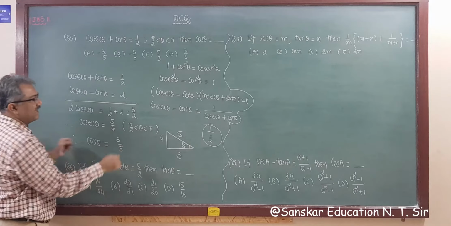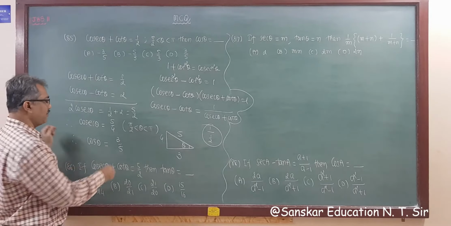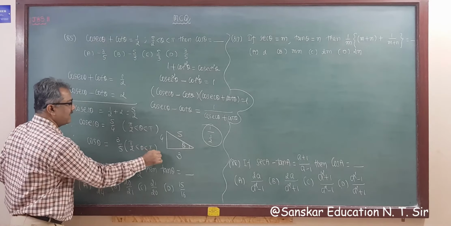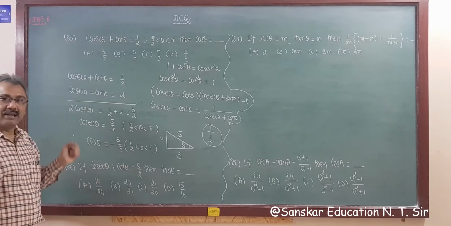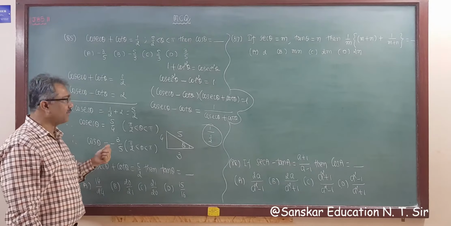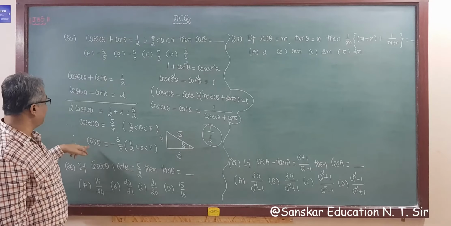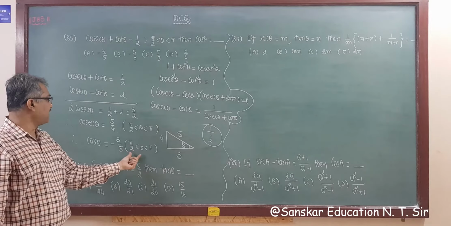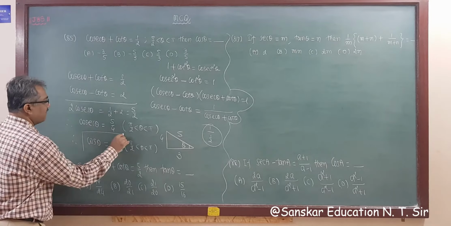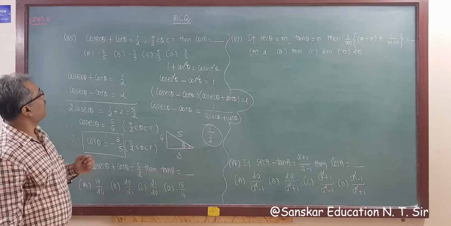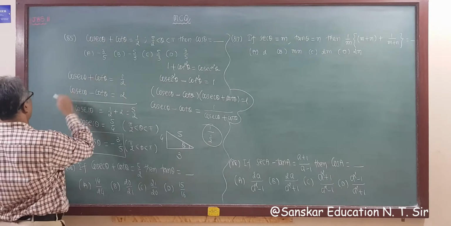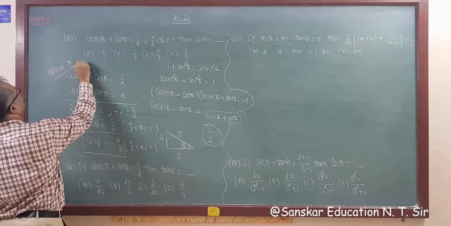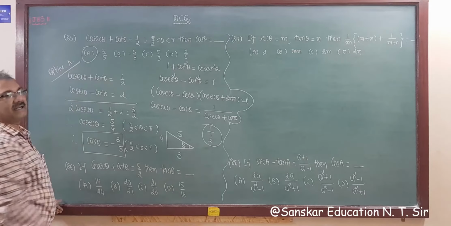But theta lies between pi by 2 and pi, the second quadrant. In the second quadrant cos is negative, and only sine and cosec are positive. That's why we get cosec positive here, right? So the answer is minus 3 by 5. That is option A, your correct answer.